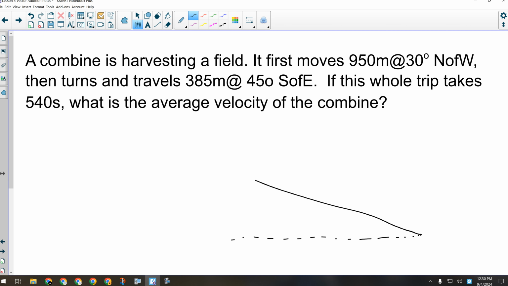All right, so I'm going to make that angle there 30 degrees. That's not bad for scale. My line's pretty crooked, but okay, 950 meters. There's the triangle for my first vector. This would be its x component, and this would be its y component.